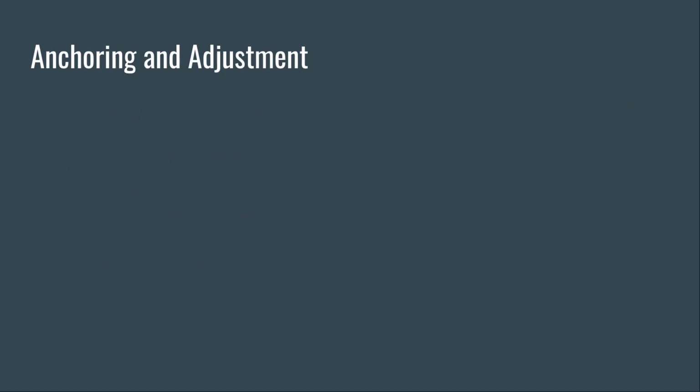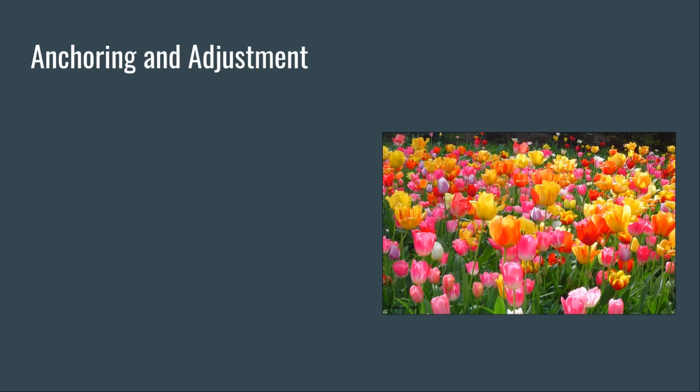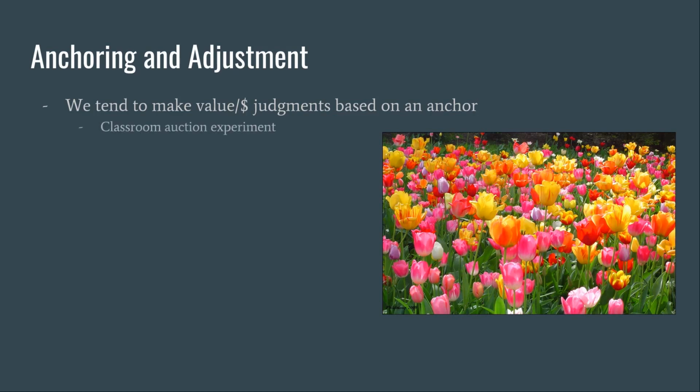So finally, that also brings us to anchoring and adjustment. This is a bit of a big topic, so we have several slides on this, but I promise it'll be very interesting. A good illustration of anchoring and adjustment can actually be seen in tulips. Yes, tulips. So what is anchoring and adjustment? It's that we tend to make value judgments based on an anchor and then adjust. What does that mean? Well, let's illustrate this with an experiment that happened in, I believe, Dan Ariely's classroom at MIT.